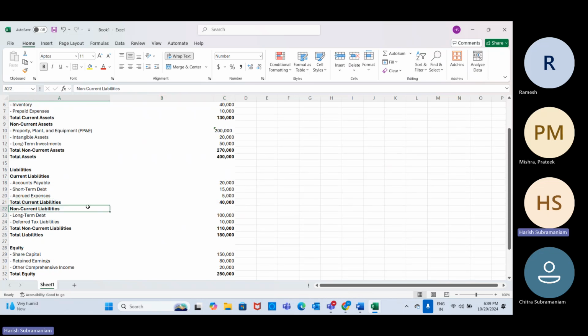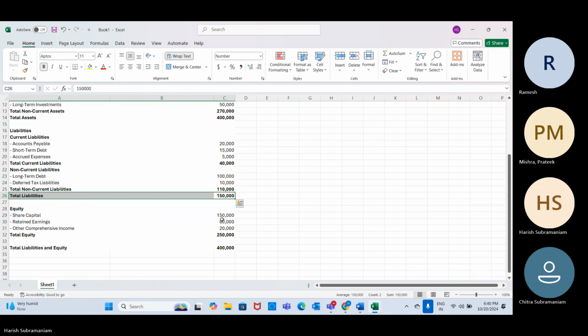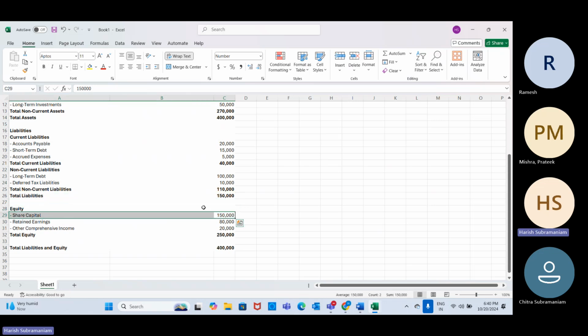Now we look at non-current liabilities, and then we have long-term debt, and then we have deferred tax liabilities. We've seen what is long-term debt, and therefore we have total non-current liabilities, which is 110,000, and then we have total liabilities of $150,000. And then we have initial share capital of some 1.5 lakhs, and then retained earnings. The year-on-year profit is about 80,000, and then some other income that they have earned is about 20,000. So the total shareholder equity is about 250,000.